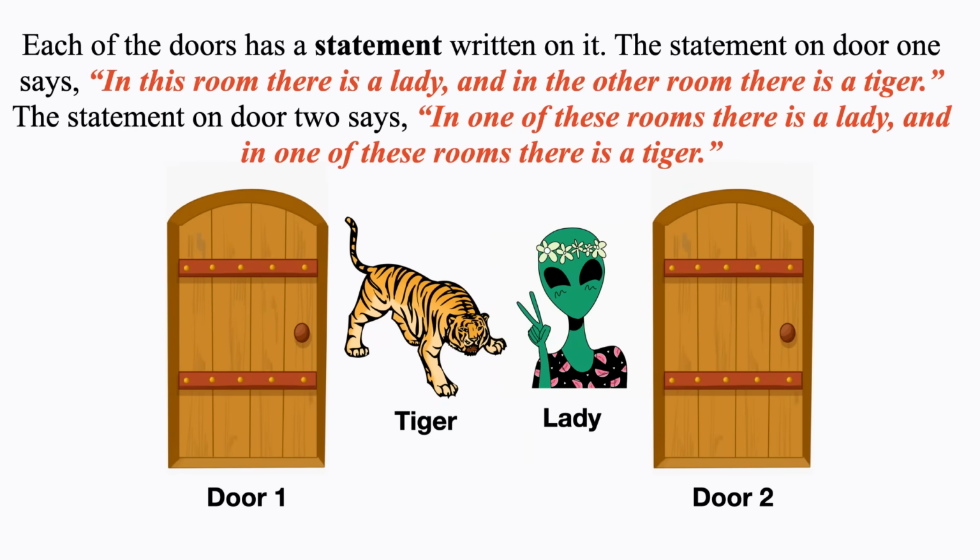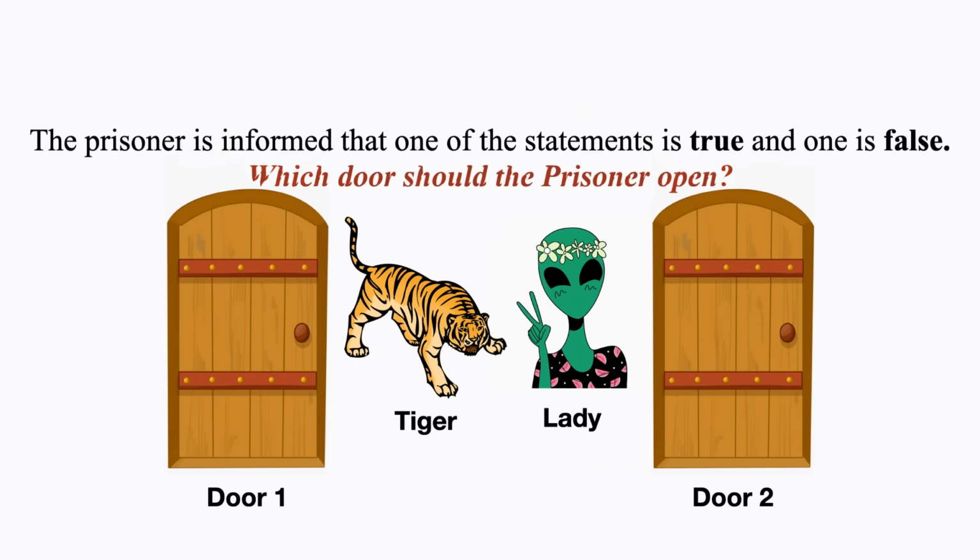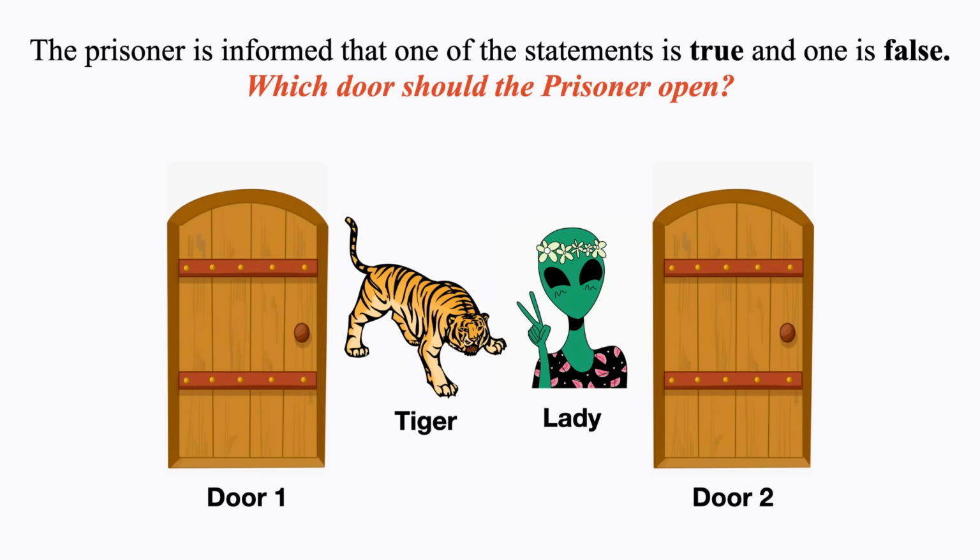Each of the doors has a statement written on it. The statement on door 1 says, "In this room there is a lady, and in the other room there is a tiger." The statement on door 2 says, "In one of these rooms there is a lady, and in one of these rooms there is a tiger." The prisoner is informed that one of the statements is true and one is false. Which door should the prisoner open?